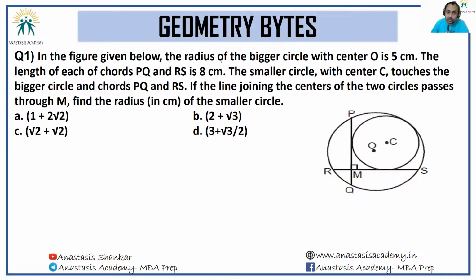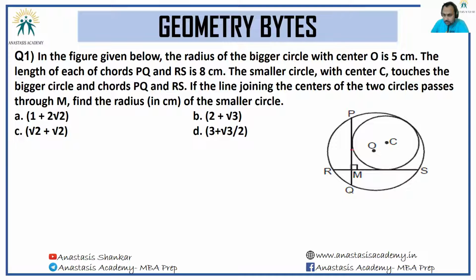In the figure given below, the radius of the bigger circle with center O is 5 centimeter. The length of each of the chords PQ and RS is 8 centimeter. The smaller circle with center C touches the bigger circle and chords PQ and RS. If the line joining the centers of the two circles passes through M, the radius in centimeter of the smaller circle is. Okay.